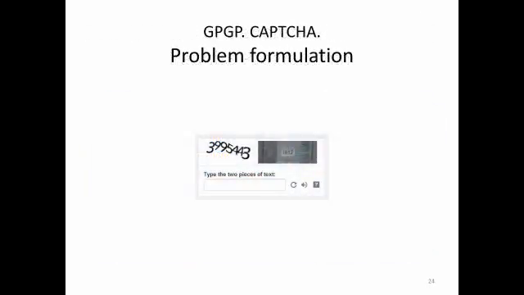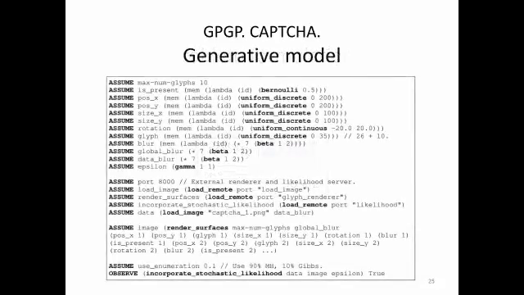And the first example is CAPTCHA. And this is a generative model for CAPTCHA. You can see that here we define the number of glyphs, the letters you have in your CAPTCHA. For each letter we define if it's present or not with Bernoulli distribution 0.5. We define for each letter position X, position Y, its size, if it's rotated or not, and how it's rotated, from uniform continuous distribution. What letter ID it will be, English alphabet plus 10 numbers. We define blur, we define noise.